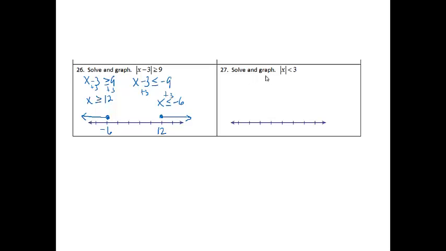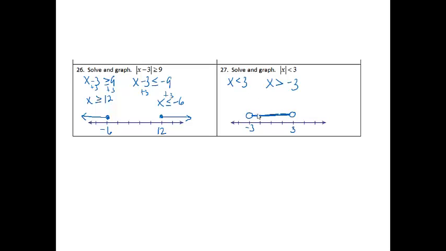Okay, 27 asks me also to solve and graph. Again, I'm going to have 2 separate inequalities. x is less than 3, and then I'm also going to have x is greater than negative 3. And no solving to do, I'm just ready to graph. So negative 3 will go on the left side, 3 will go on the right. They will both get open circles because there's no equal sign in the inequality. And then less than 3 is going to the left, greater than negative 3 is going to the right. So this is going to be a situation where they connect in the middle.